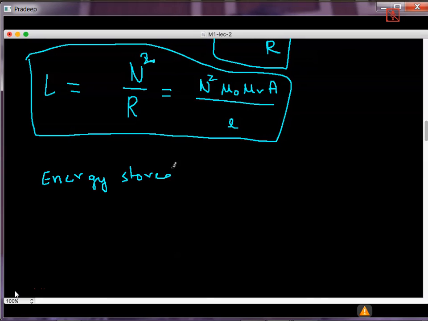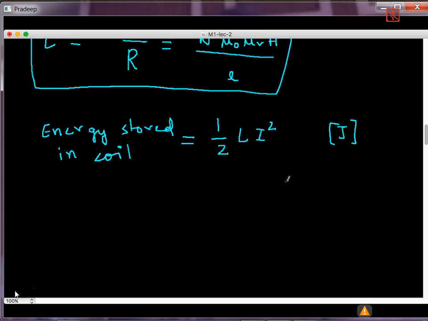Energy stored in coil. So you might have seen this famous equation, half Li square. This is the energy stored in the coil. This will be in joules. If a coil of inductance L is carrying current of I, then half Li square is the energy stored in the magnetic field of the coil.